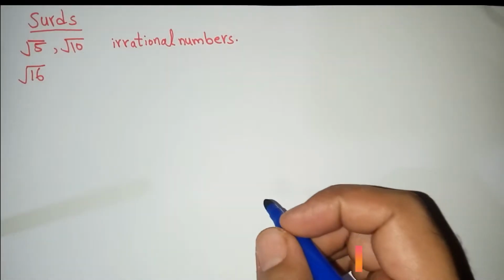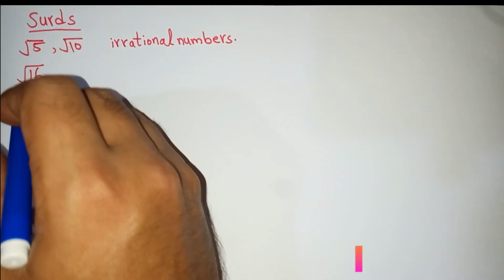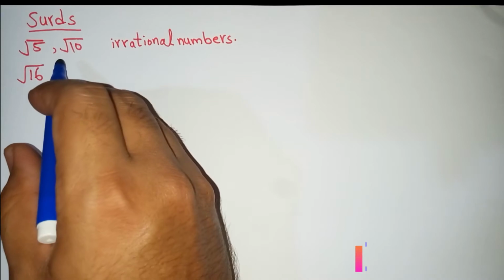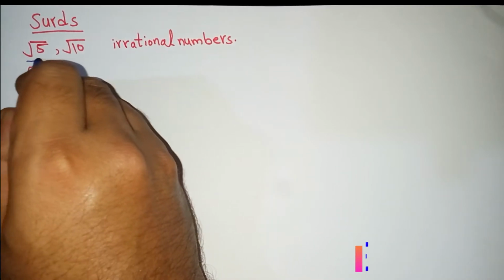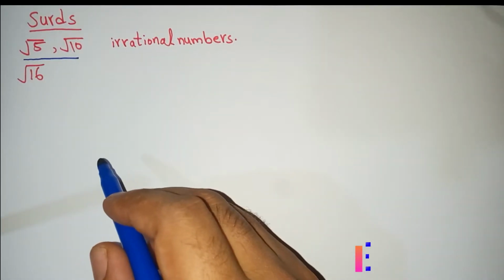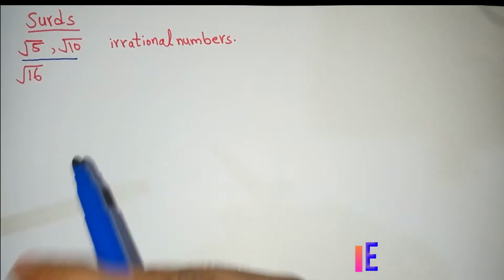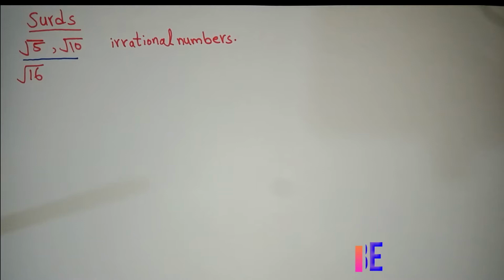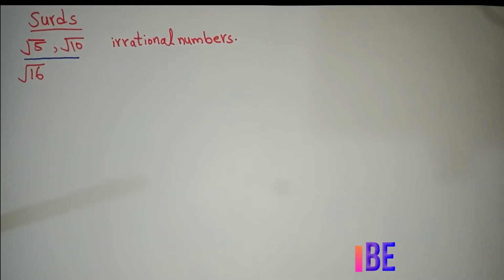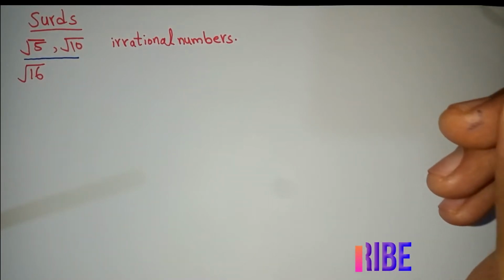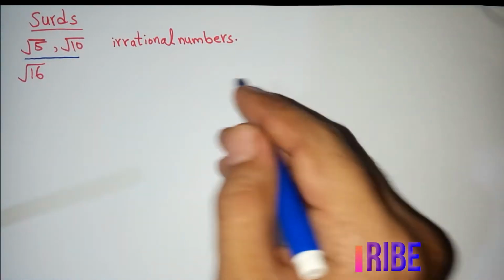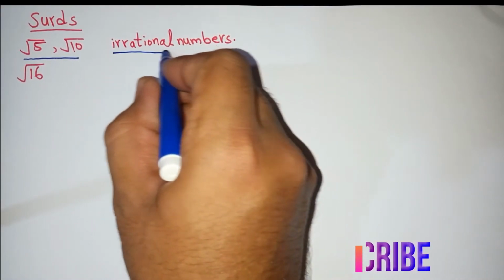So today we are going to learn about surds. Surds, as I have written, square root 5, square root 10: these numbers we cannot simplify any further. These numbers are called surds, a number which cannot be simplified more or cannot come out of the square root. If you simplify it, the answer will be in the form of decimals. So all irrational numbers are also called surds.